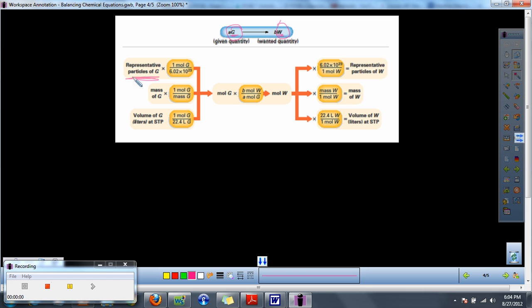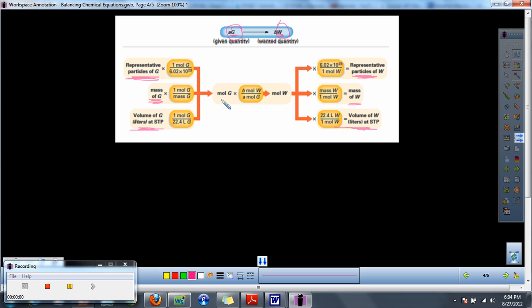either from representative particles, i.e. atoms, molecules, or ions, or from mass, like in grams, or from volume, like in liters at standard temperature and pressure, into those amounts of those products or reactant, whatever that is that you want. Okay? It all goes through the happy place. The place where you want to go.